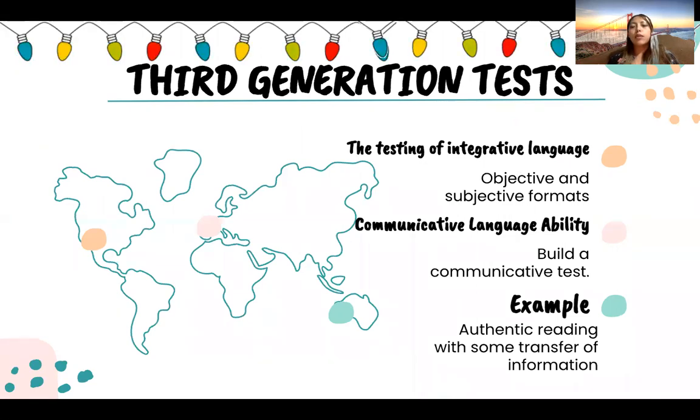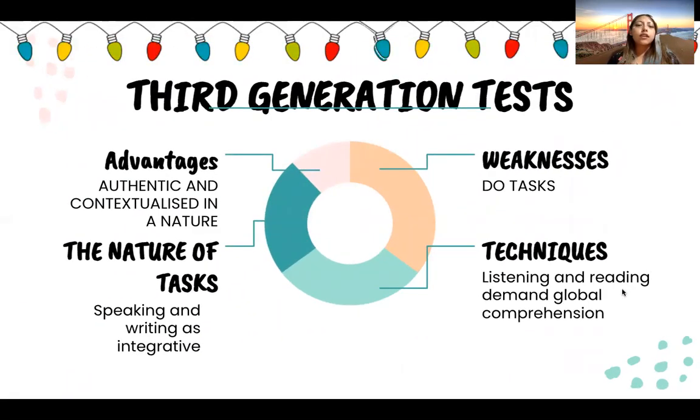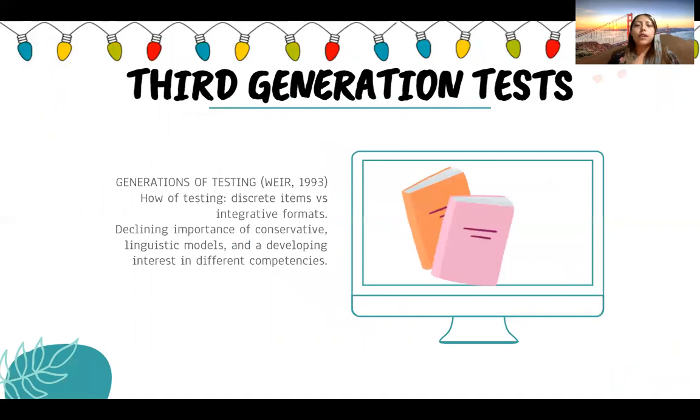An example could be authentic reading with some transfer of information. Another example could be writing a letter, but you are contextualized in order to do it in a more natural way. Well, the third generation test has some advantages, like being authentic and contextualized in nature. A weakness could be in the task. The nature of tasks could be speaking and writing as integrative. The techniques, listening and reading, demand global comprehension.